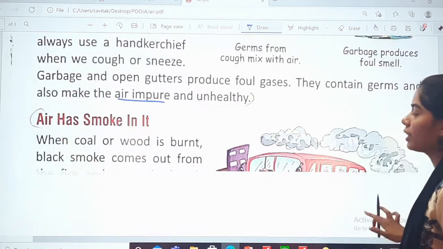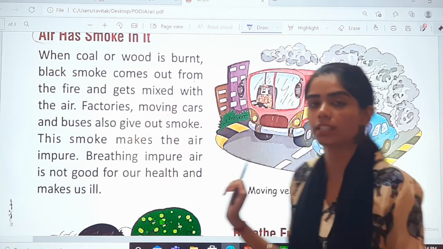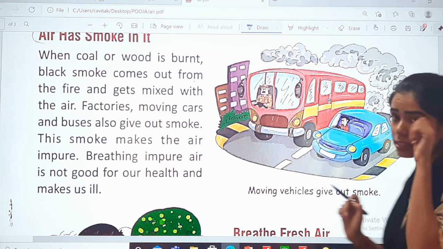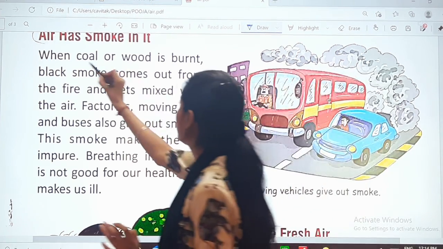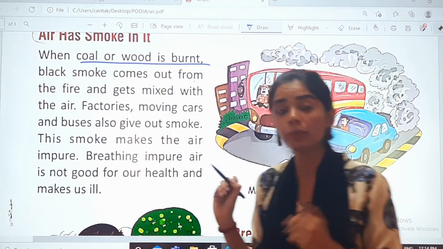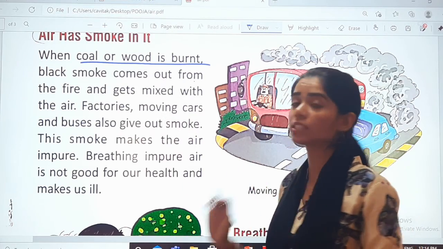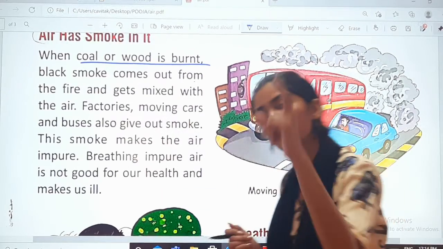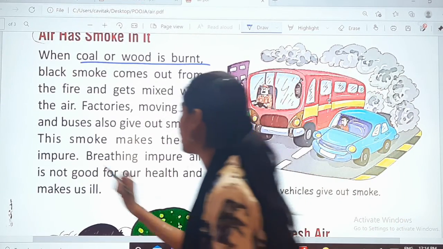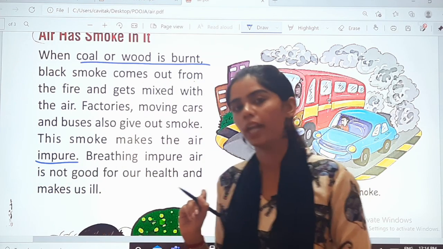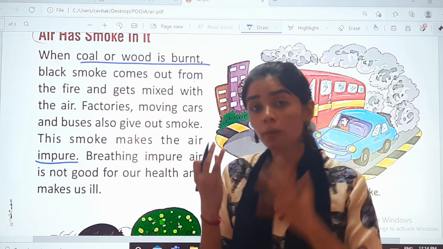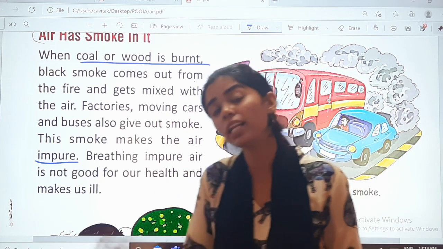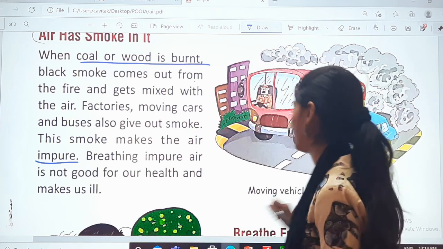Then we studied that the air has smoke in it. Air में smoke कैसे आता है? Because of the moving vehicles, they give out smoke. Then the coal or the wood that we burn produces black smoke. That smoke mixes with the air and makes the air impure. Air को impure बनाता है. And जब हम ऐसे impure air को breathe in करते हैं, what happens? We fall ill. हम बीमार पड़ जाते हैं.